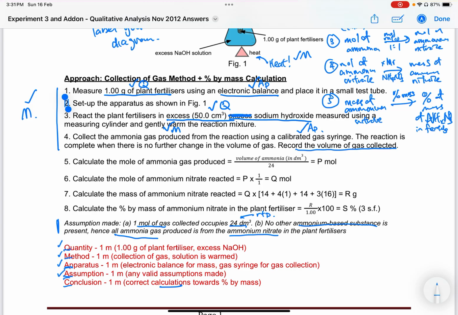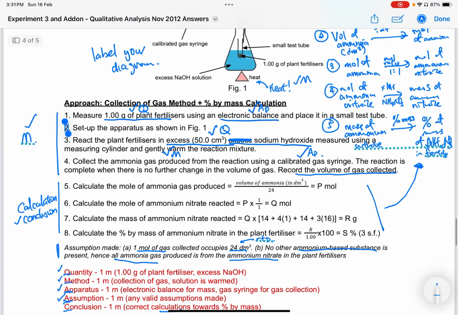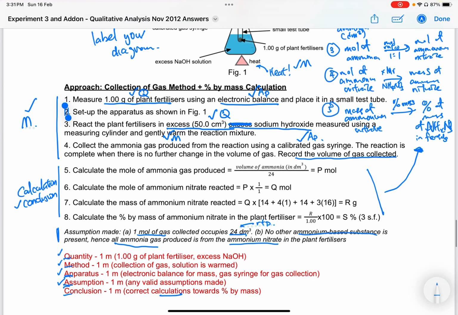Then the last one is really step 5 to step 8. This is the calculation of how you reach your conclusion. So this is the conclusion part. All this, you realize, is whatever I mentioned here from step 2 to step 5. So take note of the way I go about writing this. P mole, Q mole, R grams, S percentage. All of this is just the way I phrase it and write it as well. So just be careful or just take note of it.